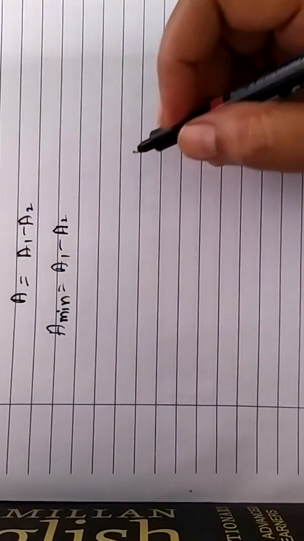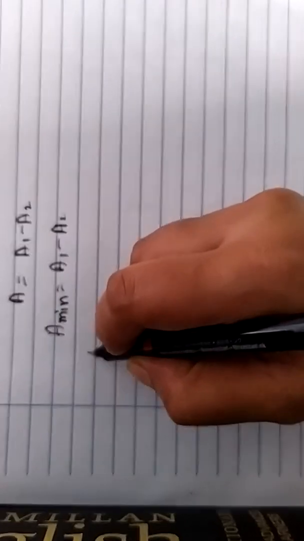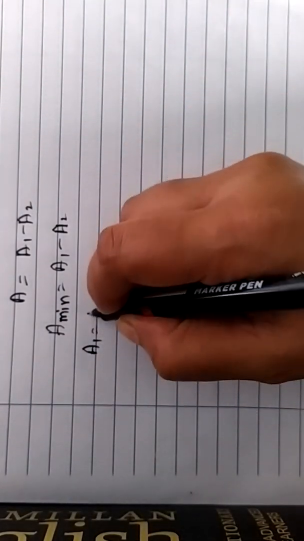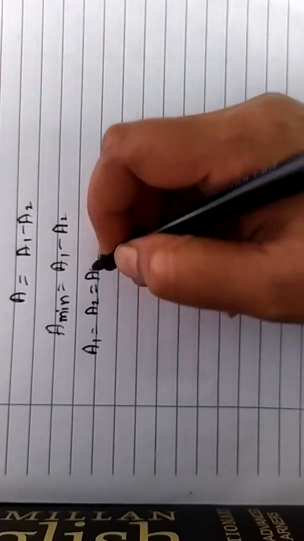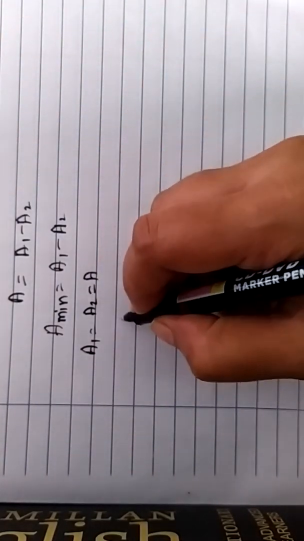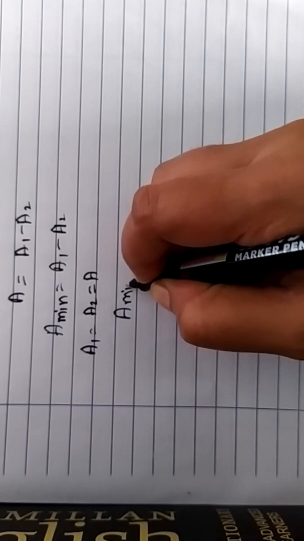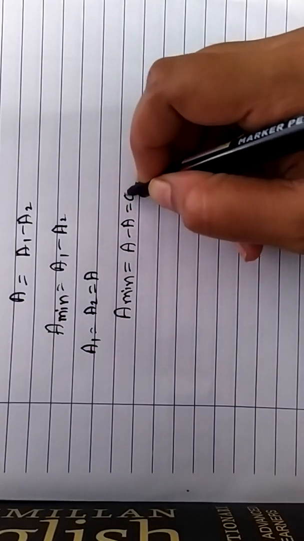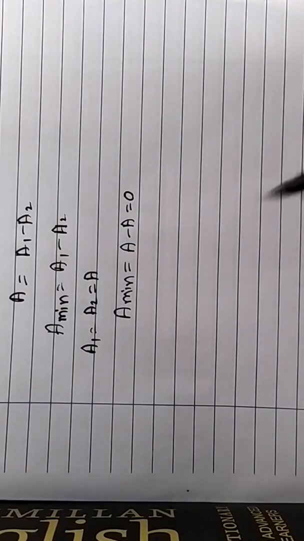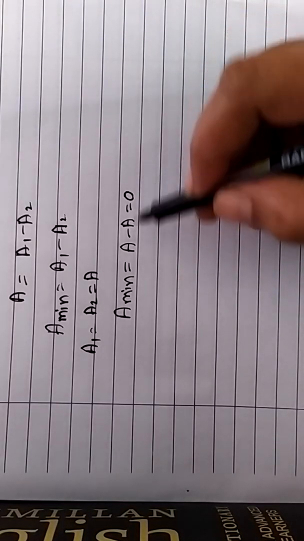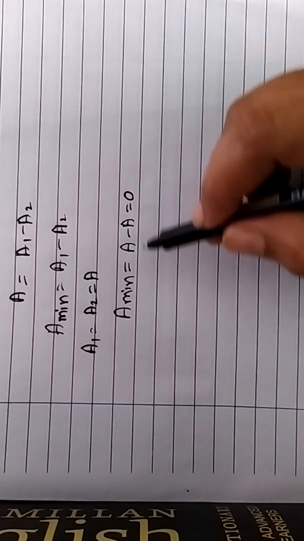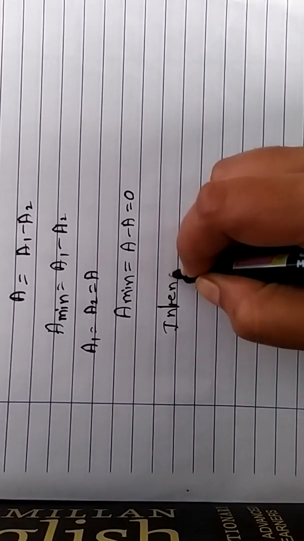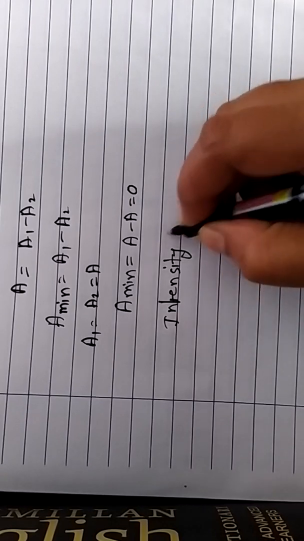Now, let us consider the condition where the two waves have the same amplitude: A1 is equal to A2 is equal to A. At that time, the minimum amplitude A minimum is equal to A minus A, which means 0. The amplitude is minimum, therefore the intensity is also minimum.